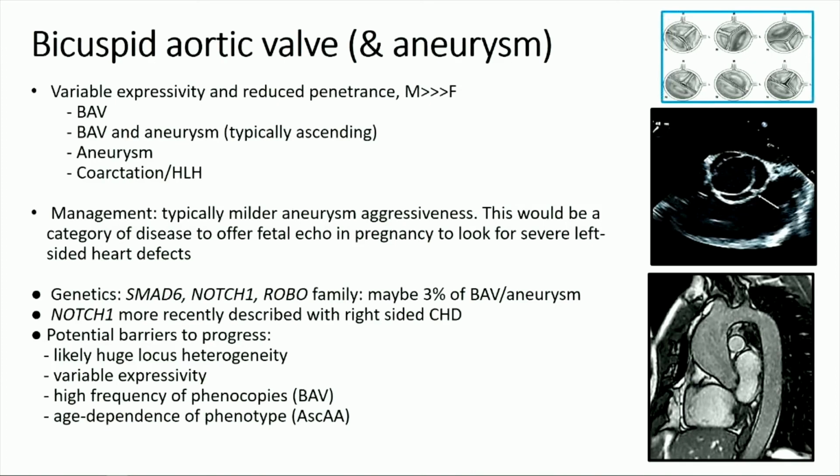This is a disorder, though, because of the severe left-sided heart defect, where we would say if you have this, fetal echoes should be performed to look for these severe heart defects in a pregnancy. We maybe know about less than 3% of the genetic cause of this. These genes are on the aneurysm panel. But this disorder is a little bit harder to screen for in families because aneurysms can present over time. They can be milder. They can present without the BAV. So in this disorder, it's really important to think about family echo screening and to be repeating echoes every few years.